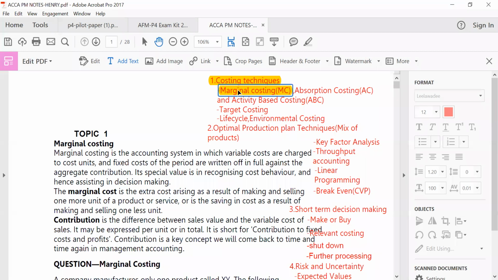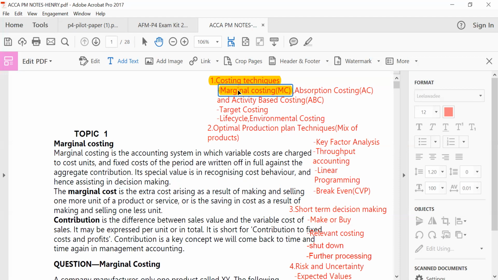So that means that of the first topics, marginal costing, absorption costing, and activity-based costing, what is relevant to the examiner and should be relevant to you are absorption costing and activity-based costing. They are the two most important items. Target costing is important. Life cycle and environmental costing are important. So we go through them, right?